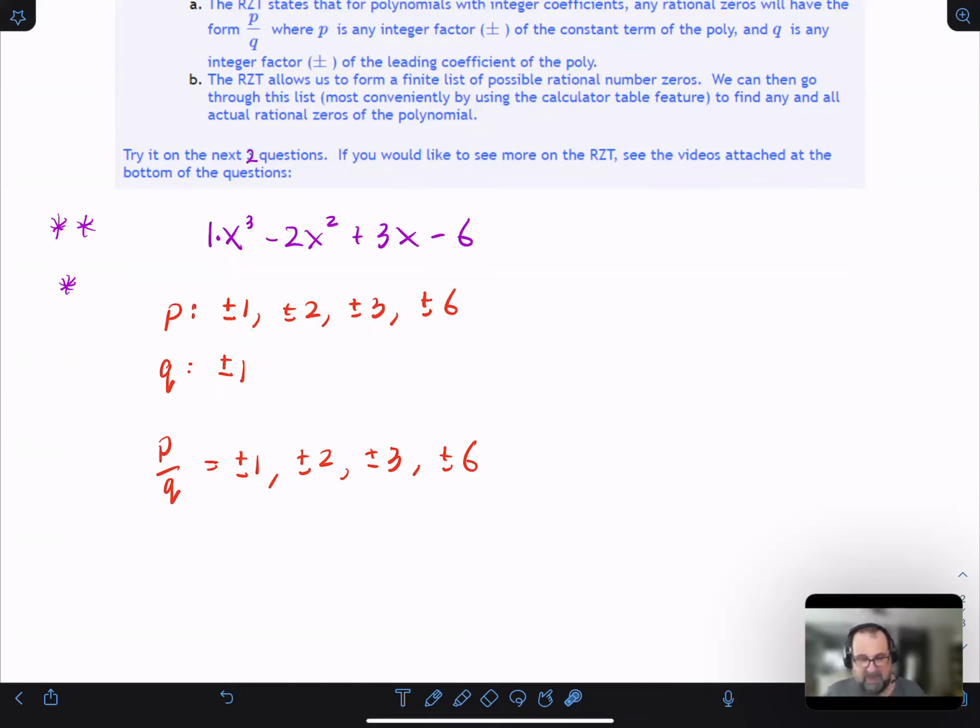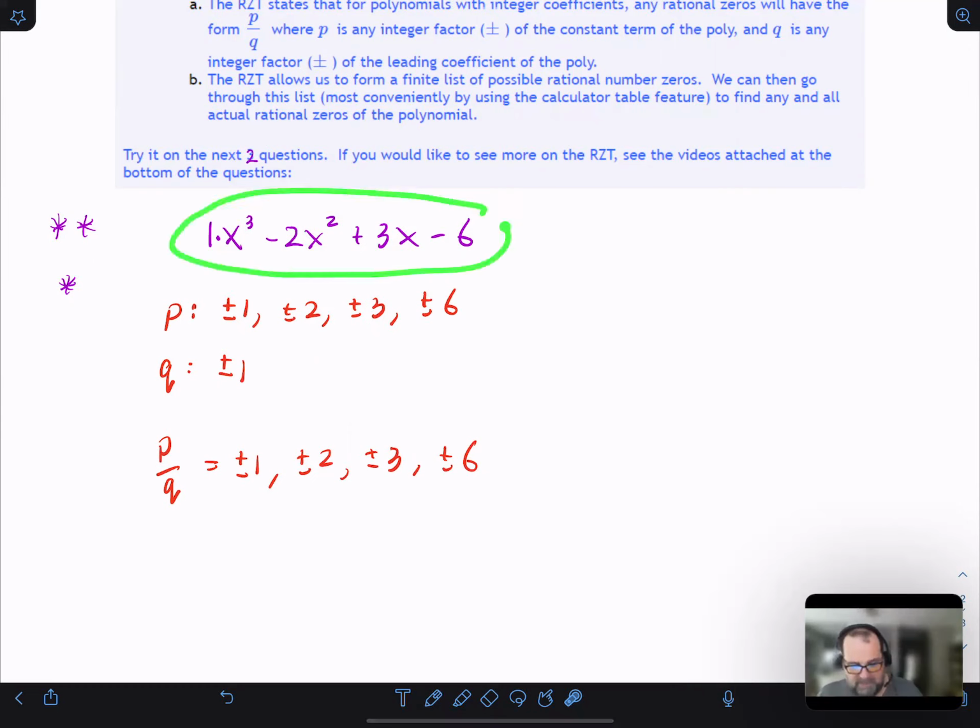And these are a finite list of possible zeros. And then all you have to do is check them all to look for zeros. Again, the convenient thing to do is to use the table feature on your calculator.